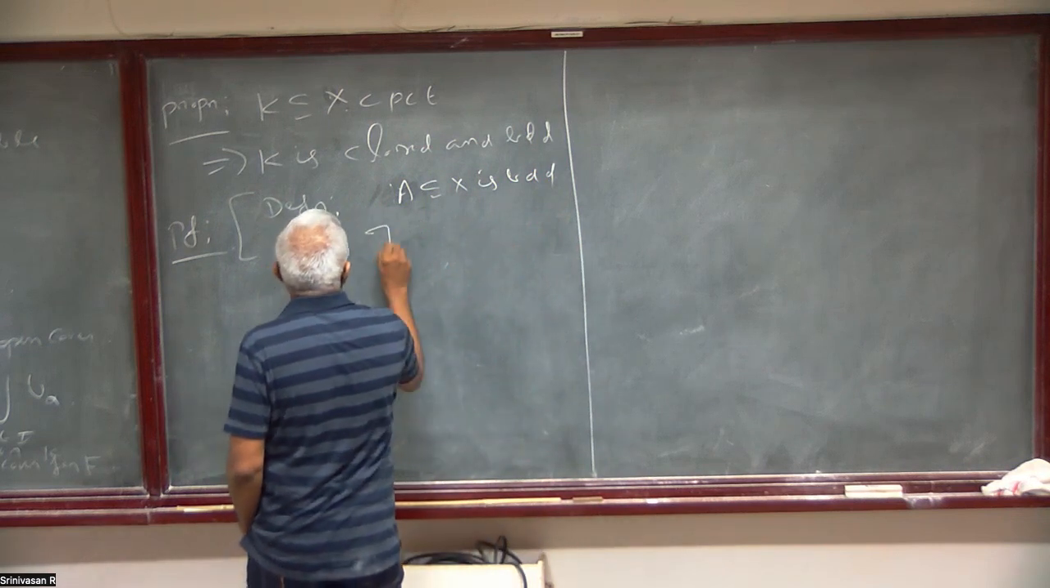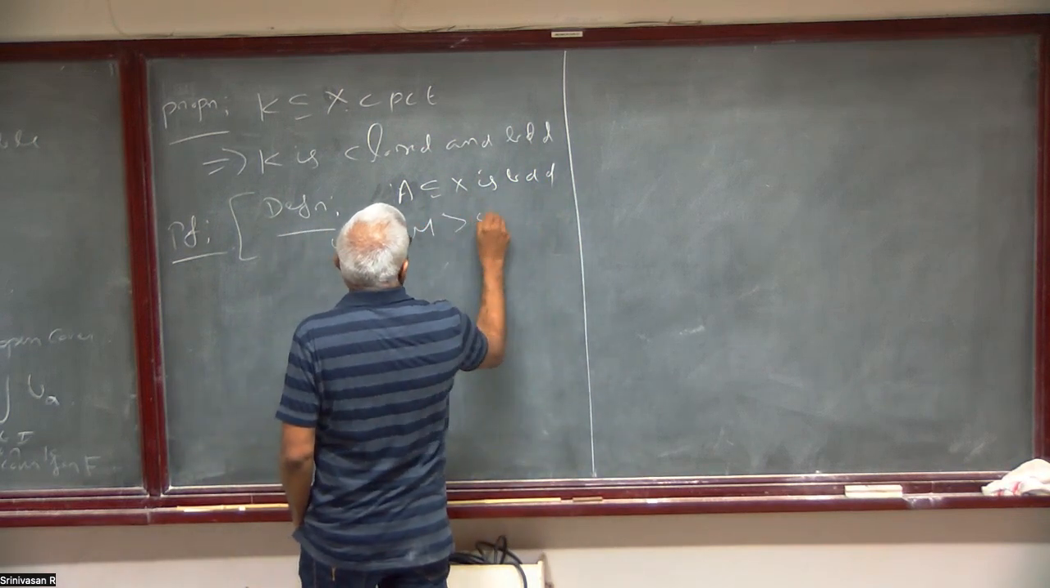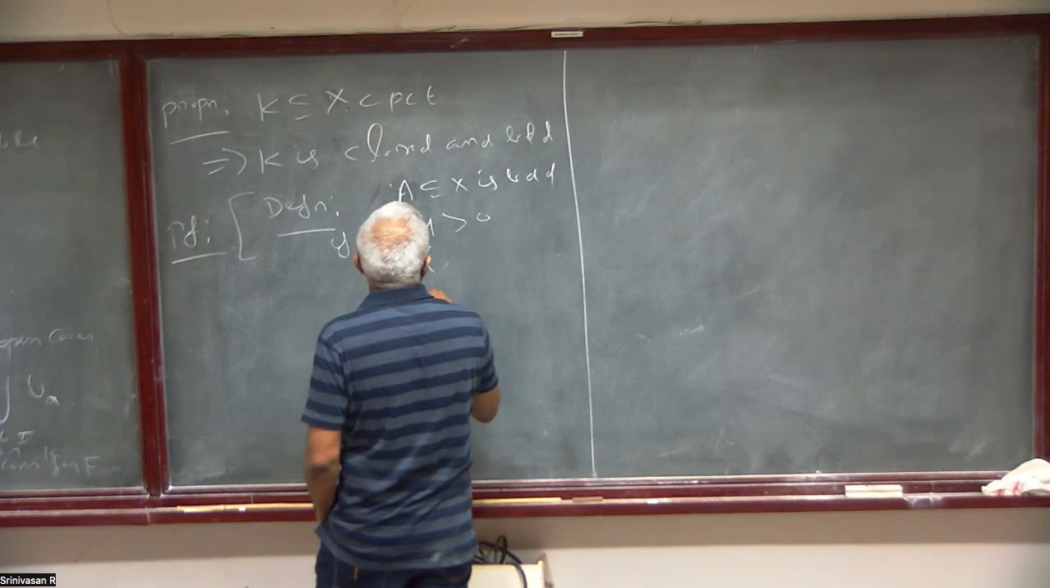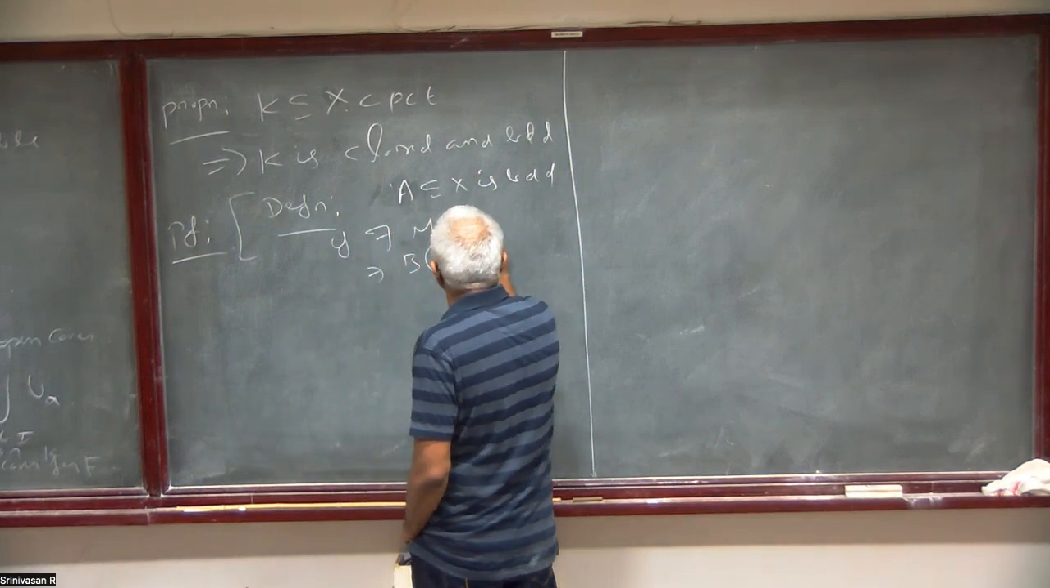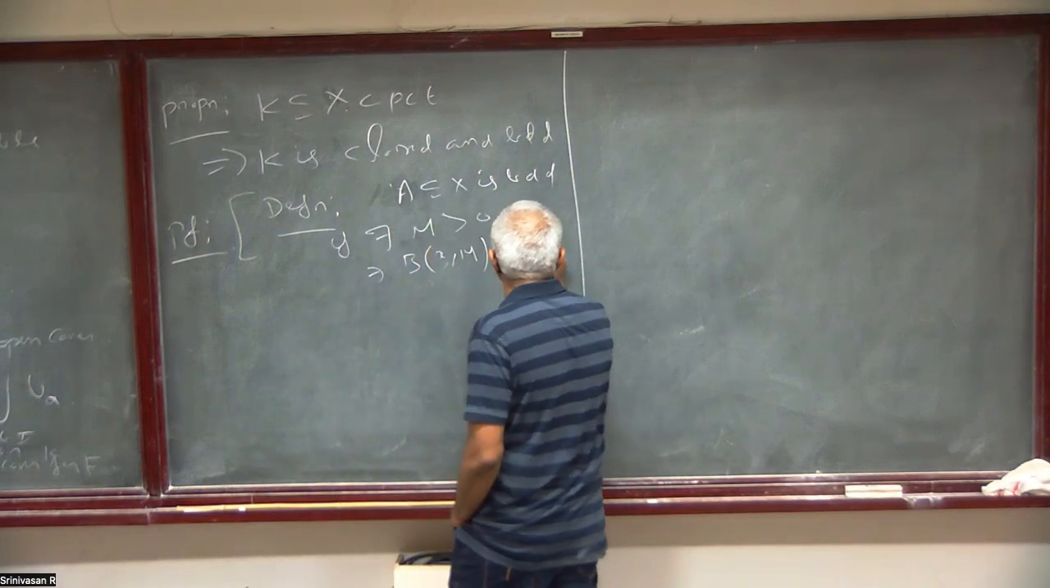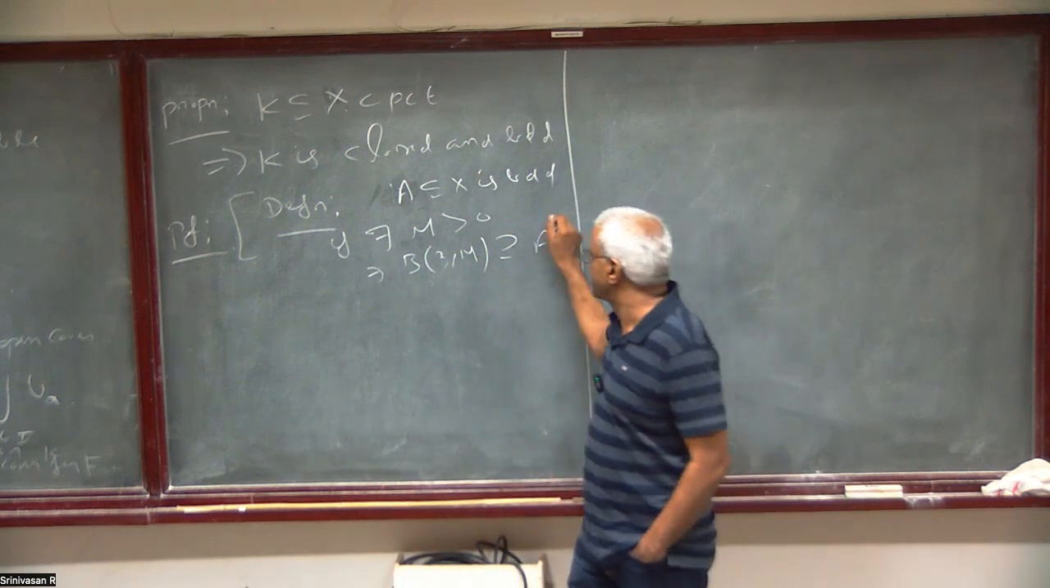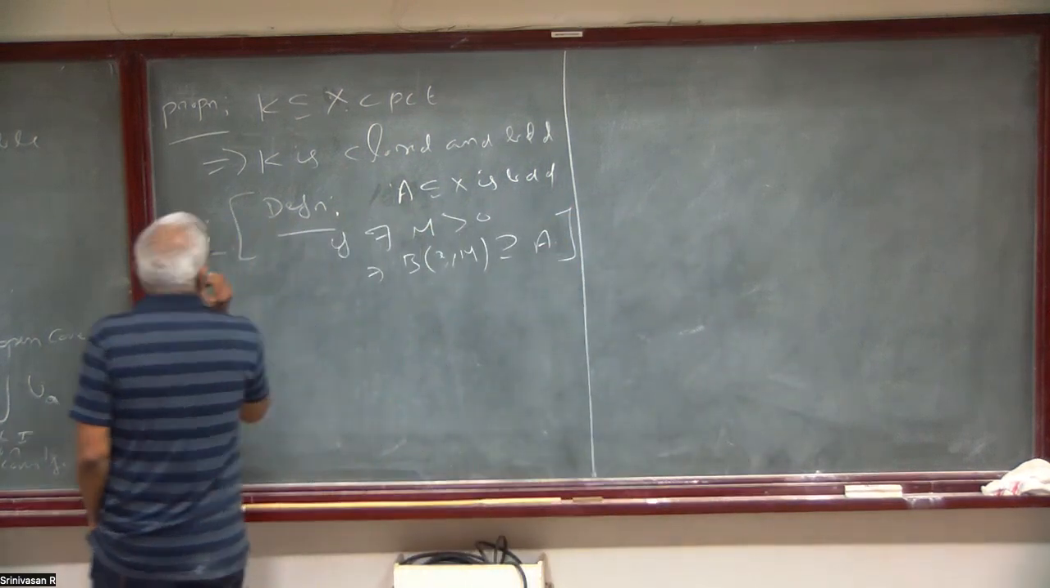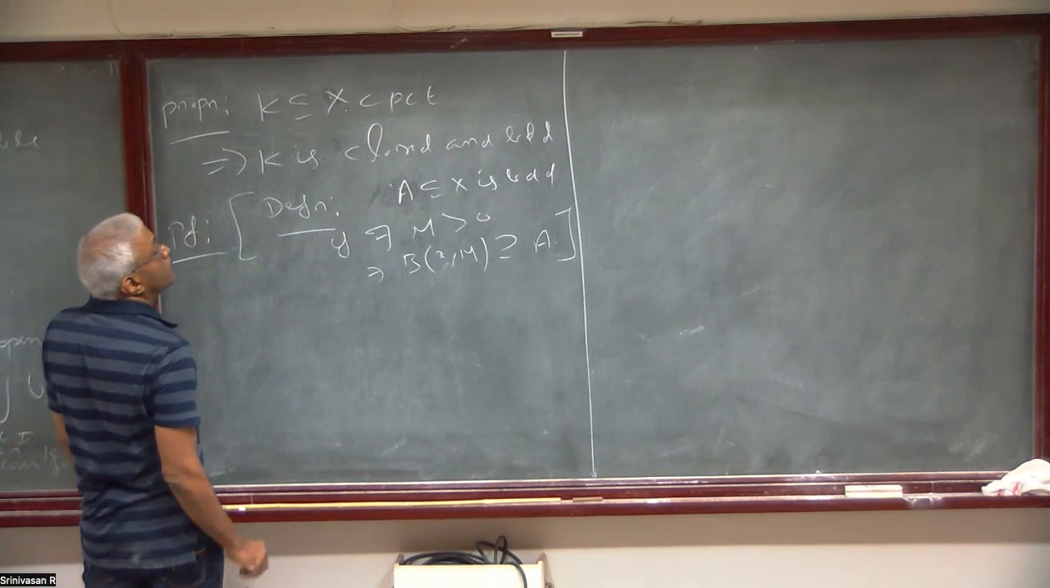if there exists a single open ball, B of x, M, a big open ball, which contains A. That's all. Okay. So now we want to prove it is bounded.